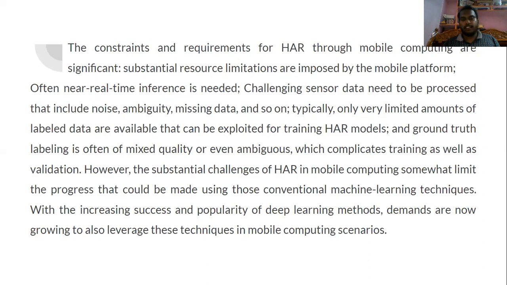Constraints and requirements for HAR in mobile computing are significant. Substantial resource limitations are imposed by the mobile platform. Often near real-time inference is needed. Challenging sensor data need to be processed that include noise, ambiguity, missing data, and so on. Typically, only very limited amounts of labeled data are available that can be exploited for training HAR models. And ground truth labeling is often of mixed quality or even ambiguous, which complicates training as well as validation.